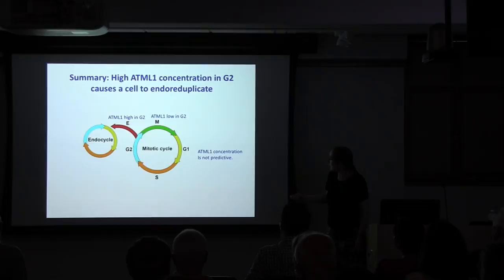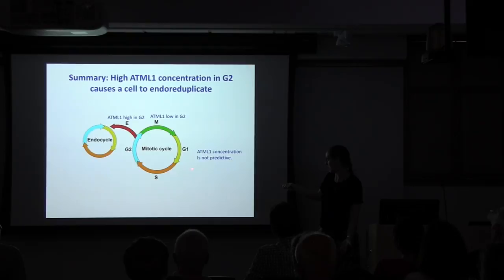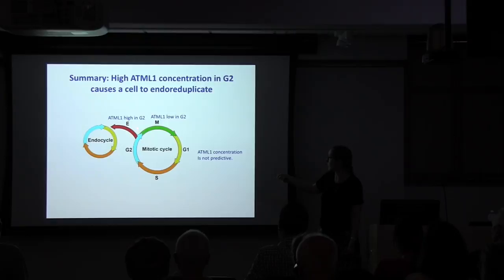Okay, so in summary, the ATML1 concentration in G1 phase doesn't tell us anything, but in G2 phase, if ATML1 is low, it's going to go through mitosis and divide, whereas if it's high, it's going to go on and endoreduplicate and become a giant cell. So we put this into a model.